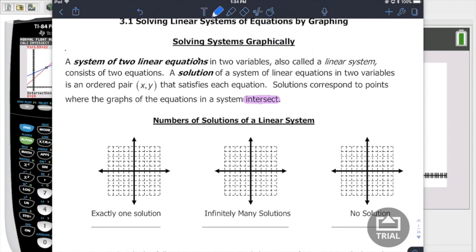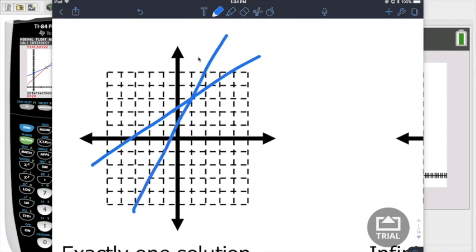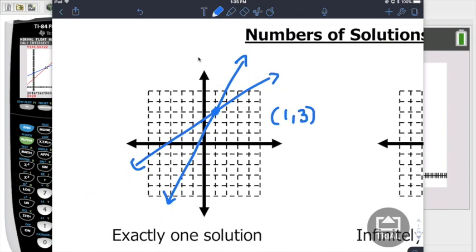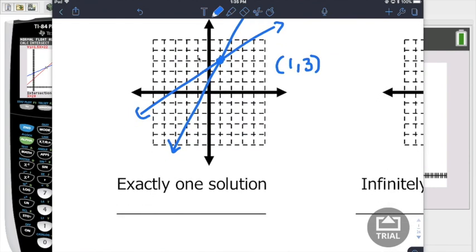We're going to be looking for the intersection of two graphs. Here's a couple of examples of what that could look like. One solution means it crosses only once. So this would be an example here, and then you would just write out your solution. You would say it's, I guess, (1, 3) based off of where my two lines intersected there. We also have some new vocab here. We call this system of equations an independent system.